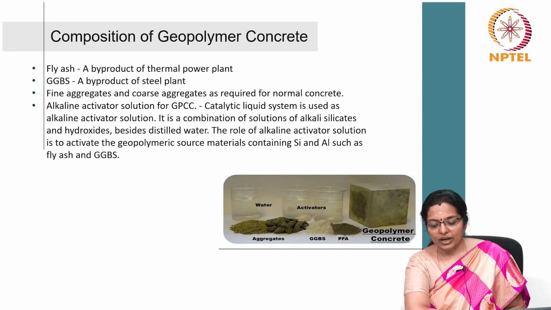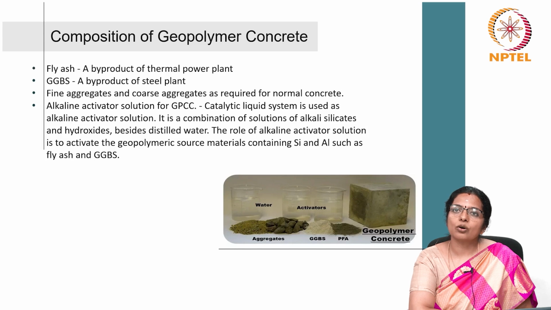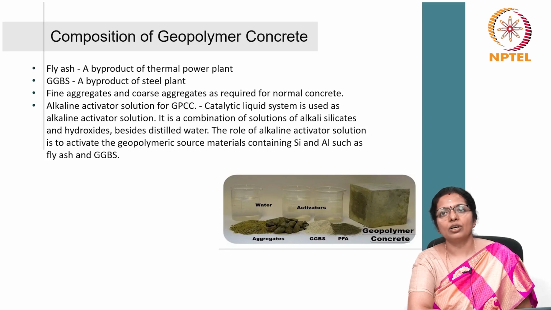If we look at the composition, fly ash is a byproduct of thermal power plants, while GGBS is a byproduct of steel plants. Fine aggregates and coarse aggregates are required as for normal concrete. For the alkaline activator solution for GPCC, a catalytic liquid system is used. It is a combination of solutions of alkali silicates and hydroxides besides distilled water. The role of the alkaline activator solution is to activate the geopolymeric source materials containing silicon and aluminum, such as fly ash and ground granulated blast slag. This is the overall composition of geopolymer concrete.